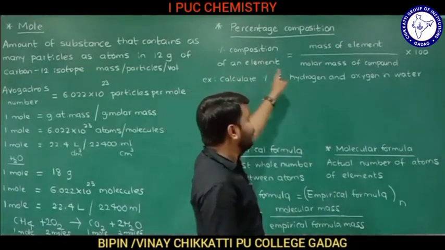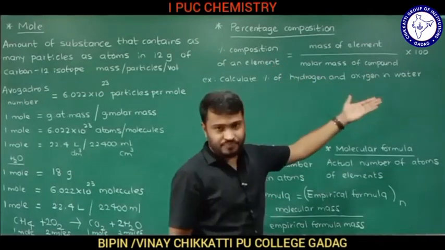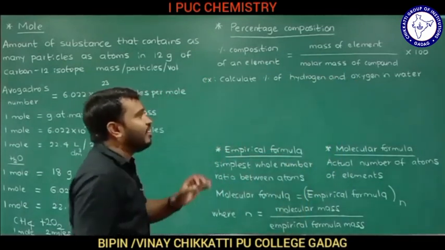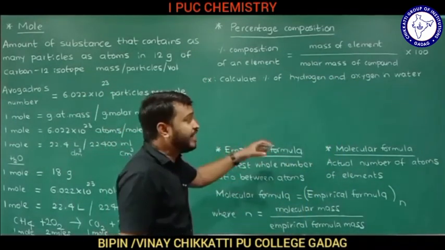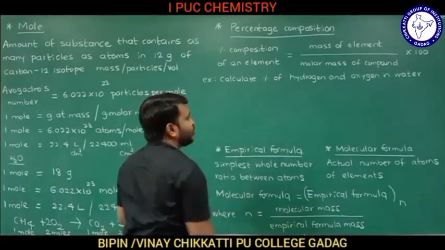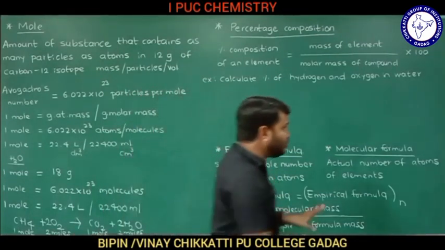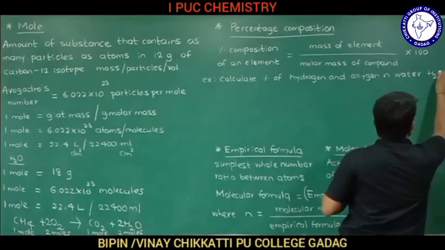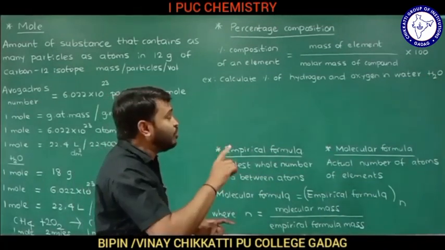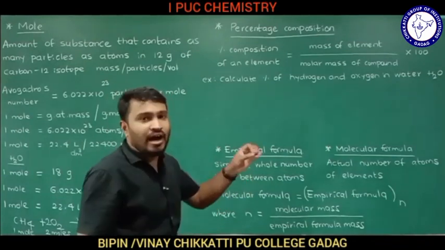The formula is mass of the element. Remember, mass of the element divided by the molar mass of the compound in grams, times 100 percent, and if you use this formula, we can calculate the percentage composition of any element in a compound. One example I am going to solve here. Calculate the percentage composition of hydrogen and oxygen in water. So now see, water, the formula will be H2O, and water contains hydrogen and oxygen. And now the question is, what percent of hydrogen is present and what is the percentage of oxygen in water? How to calculate that?